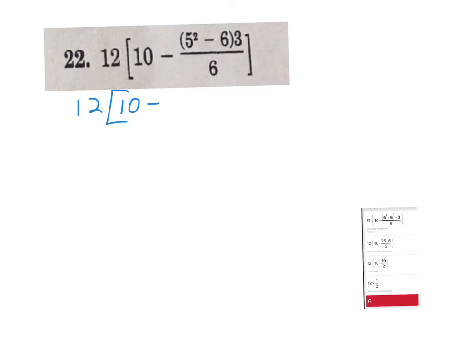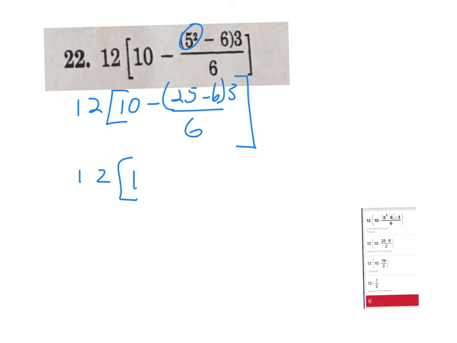10 minus 5 times 2 is, or 5 squared rather, I'm sorry, is 25. Minus 6. Again, grouping symbol is fraction bar. This up here gets multiplied by 3. Bring down the other bracket. So, still working inside out. Bring down the 12. Bring down the 10 minus. Finish off 25 minus 6 on the inside is 19. Still times 3. Again, all that divided by 6, still grouped, right?